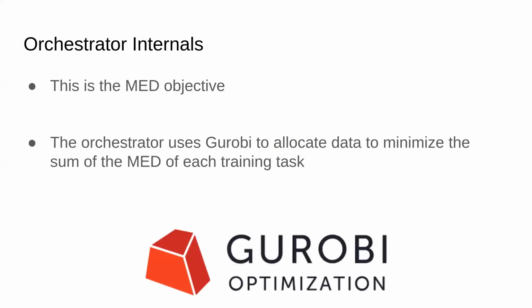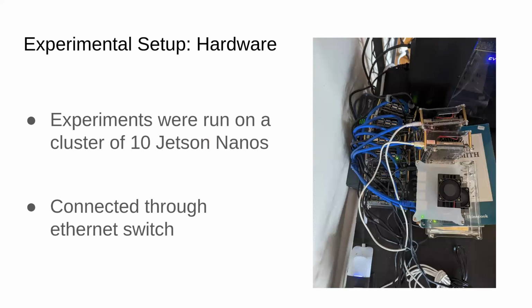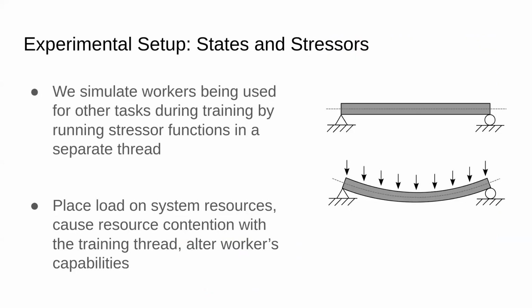Like I said, I've used the Gurobi optimization framework to minimize the MED objective by allocating differing amounts of data to each worker associated with a job. The experimental setup I used was a cluster of 10 Jetson Nanos that were connected over Ethernet. And that's a picture of the actual cluster sitting on my desk, however many months ago. To simulate these workers being accessed by other programs, we're going to run stressor functions in a separate thread. These stressor functions are designed to place load on specific system resources, and that will cause contention with the training process and alter the worker's capabilities.